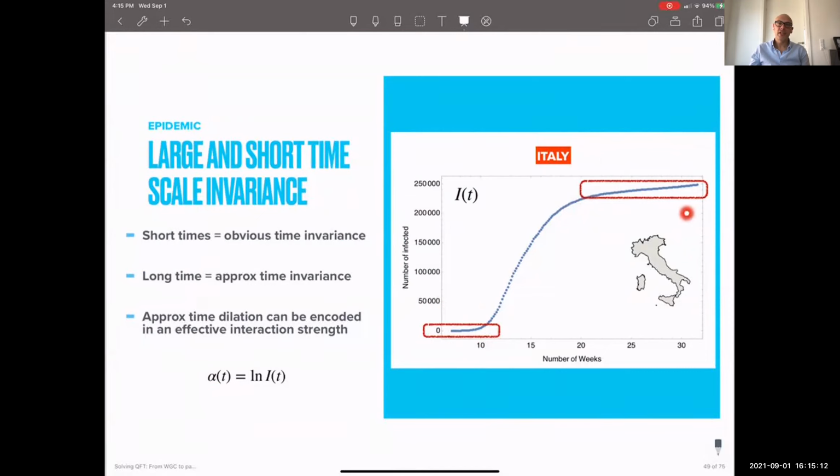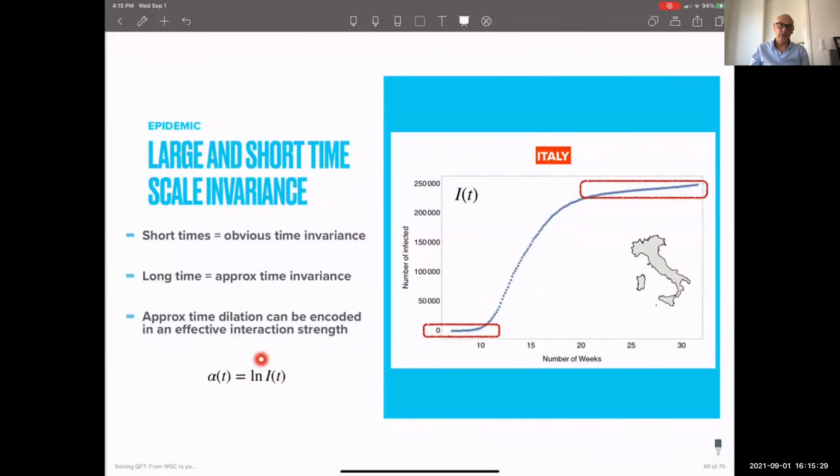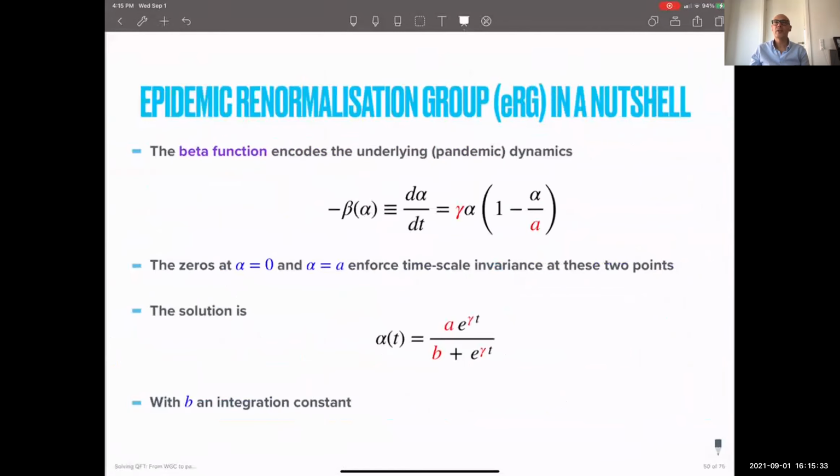At the very end of the time, for the first wave, this could be approximated by a constant. So perhaps you would like to write this in terms of fixed points. All right, let's do that. So you write a nominal beta function for that, and you can use the logarithm of the number of infected. In fact, you can also use the number of infected. It's just that, technically, from the beta function point of view, you can consider it as a different scheme.